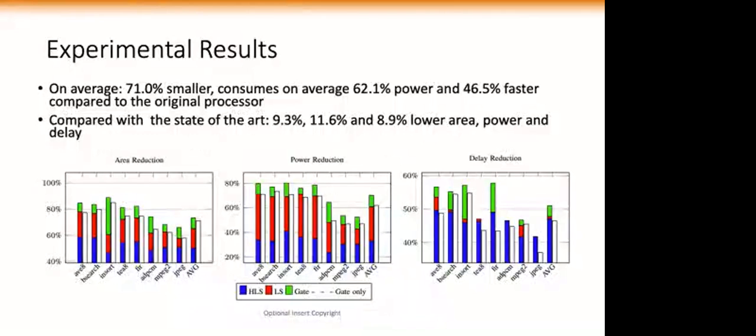Let's look at the experimental results. This figure shows the area, power, and delay reduction of our method compared to the state-of-the-art that does everything at the gate net list, the synthesized version of the processor. And we show that on average, our approach can lead to processors that are 71% smaller, consume 62.1% less power, and are 46.5% faster compared to the original general purpose processor. And compared against the state-of-the-art, we are about 9.3, 11.6, and 8.9% better in terms of area, power, and delay.